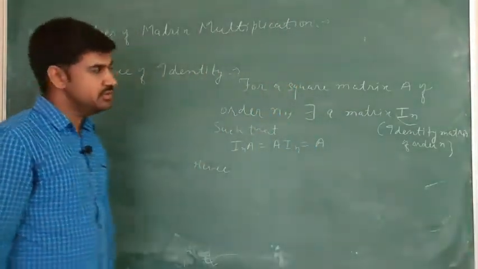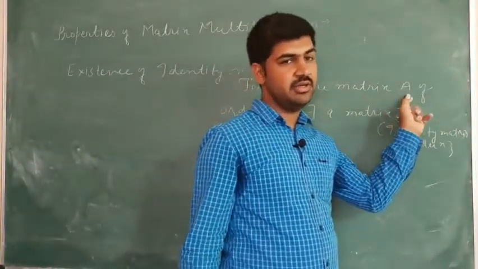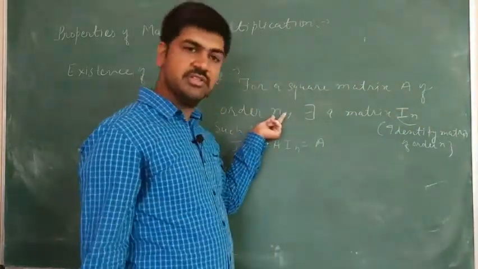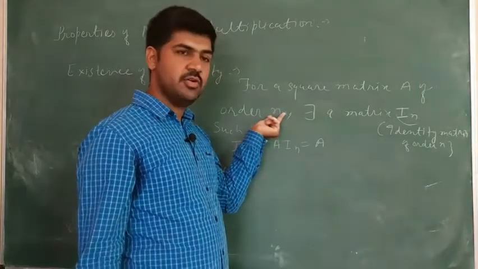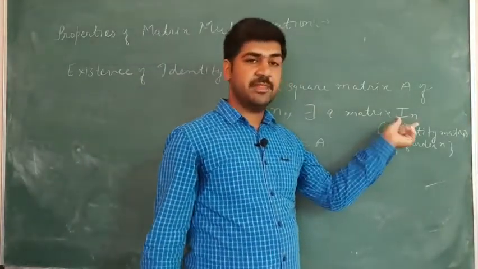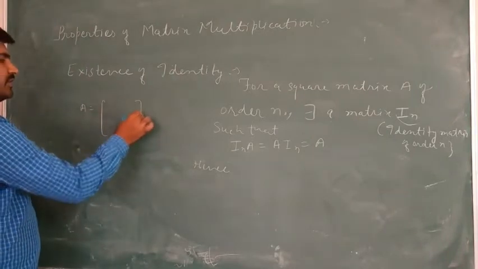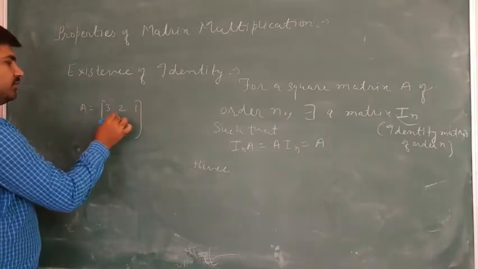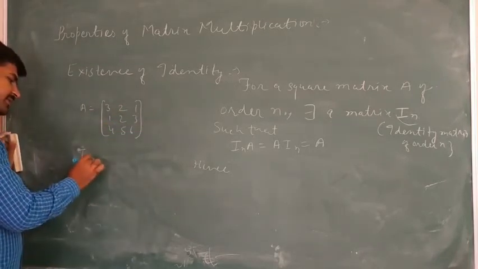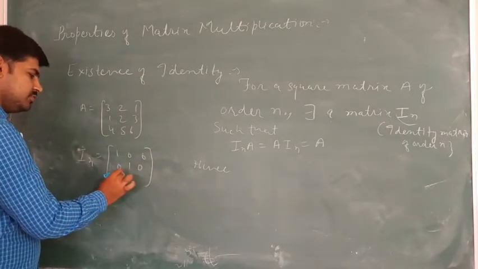I hope you have understood that this is for a square matrix, I am not saying that for a general matrix of a certain order m by n. A square matrix of order n means a matrix of order n by n, and there is always an identity matrix In. Here I can take an example, students. Suppose there is a square matrix of order 3 by 3: 3 2 1, 1 2 3, 4 5 6. Then the identity matrix of order 3 by 3 is 1 0 0, 0 1 0, 0 0 1.